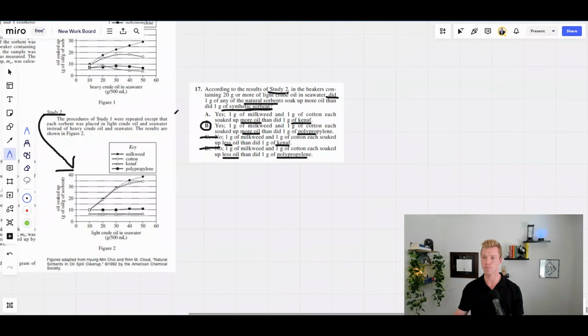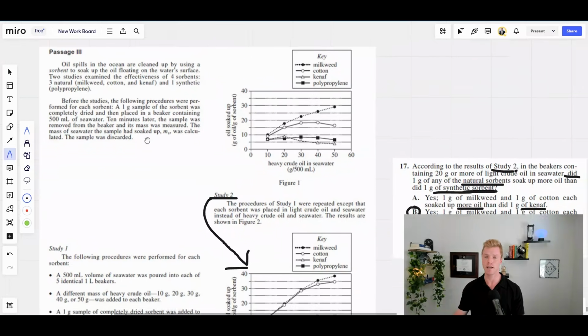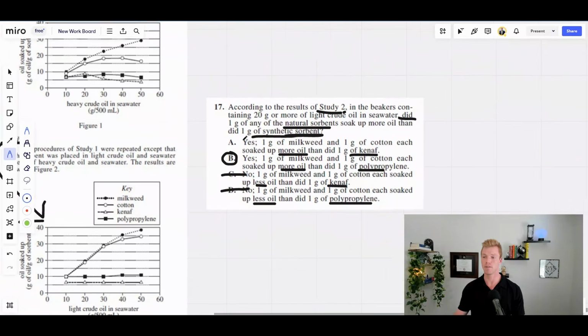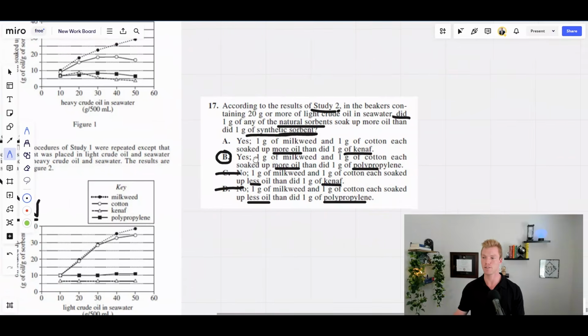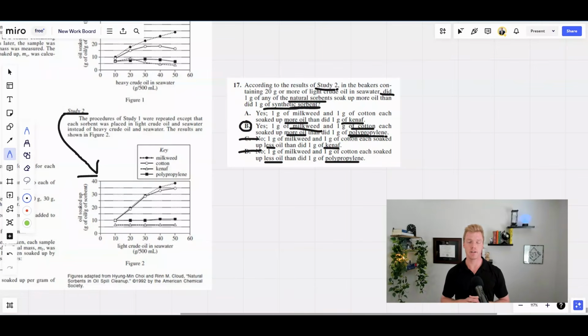If we want to confirm this, then this is where we might have to go back to the passage once in a while and just scan for the words natural and synthetic. And it says right here, it looks like we've got natural and we've got synthetic, and it tells us that the one synthetic is this polypropylene thing. So that confirms my answer choice of B, knowing that we're comparing natural milkweed and cotton with synthetic, which is polypropylene. So go ahead, take this information and run with it.